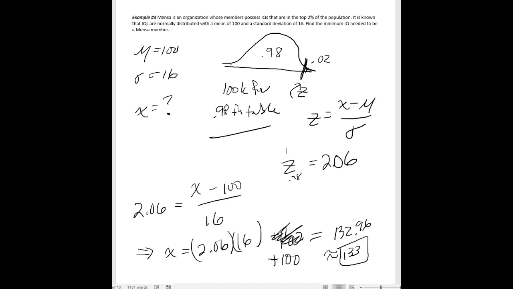So that's that. So what does that number mean? It asks us, find the minimum IQ needed to be a Mensa member. So it seems like our minimum IQ here is 133. So anybody with an IQ above 133 can be in Mensa, given our theoretical problem.